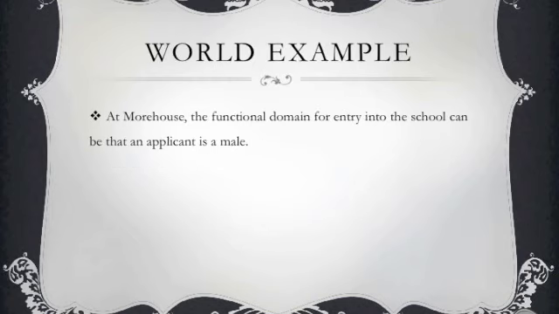An easy example to remember this would be to think of a functional domain as Morehouse. To become an applicant at Morehouse, you would need to be a male. Thus, by being a female, you would not fall underneath the functional domain established by the college.